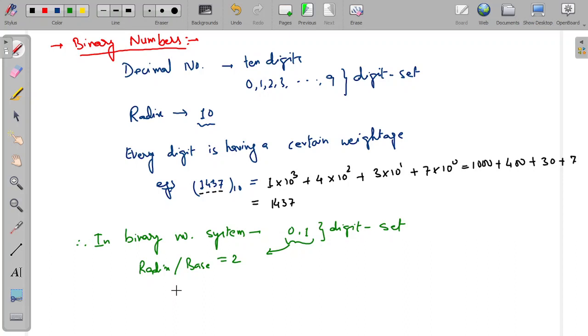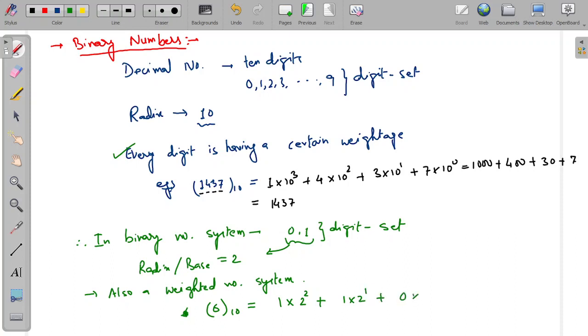And this is also a weighted number system, like the decimal number system. So we can take a certain example. For example, we can represent 6 in decimal like this: 1 into 2 to the power 2 plus 1 into 2 to the power 1 plus 0 into 2 to the power 0, and you calculate and sum up these terms, you will get 6.